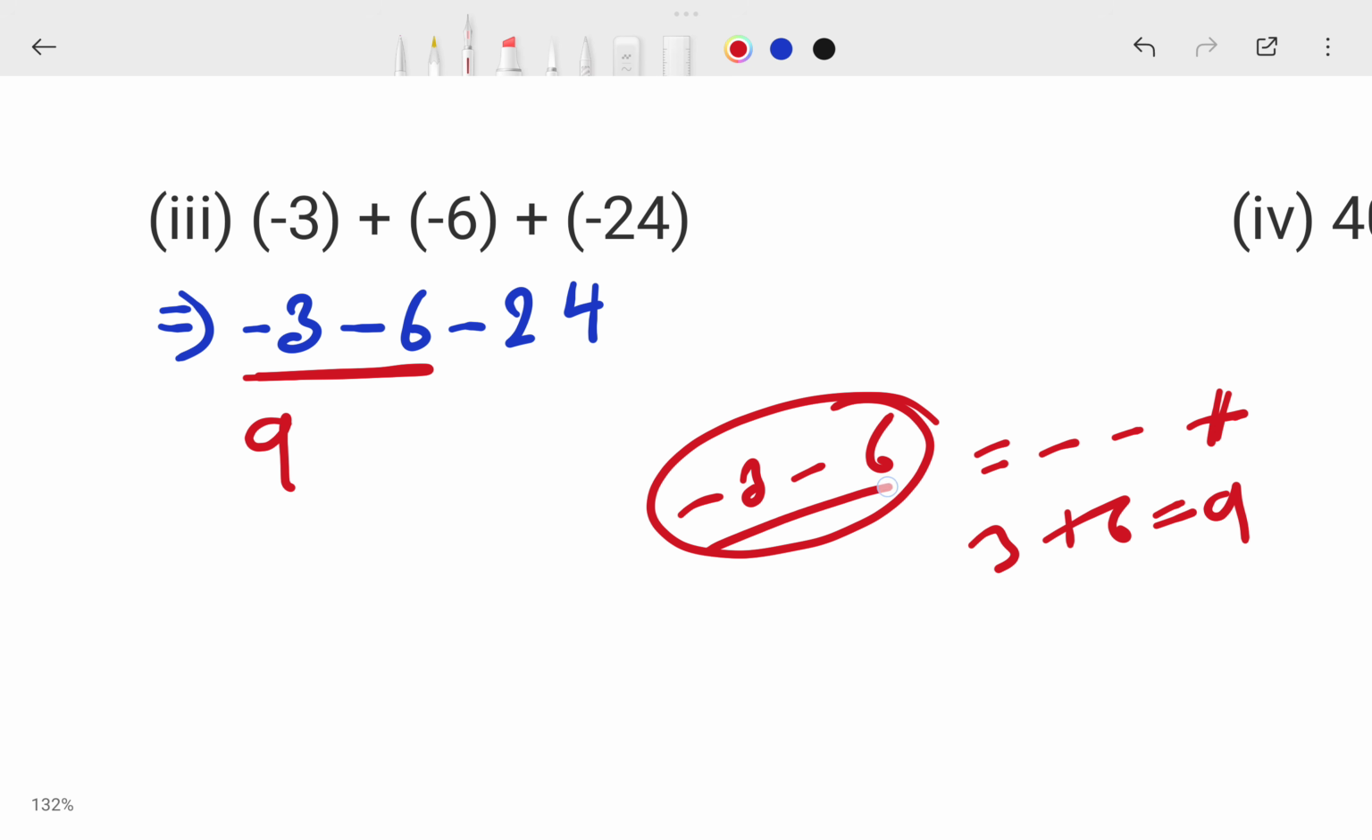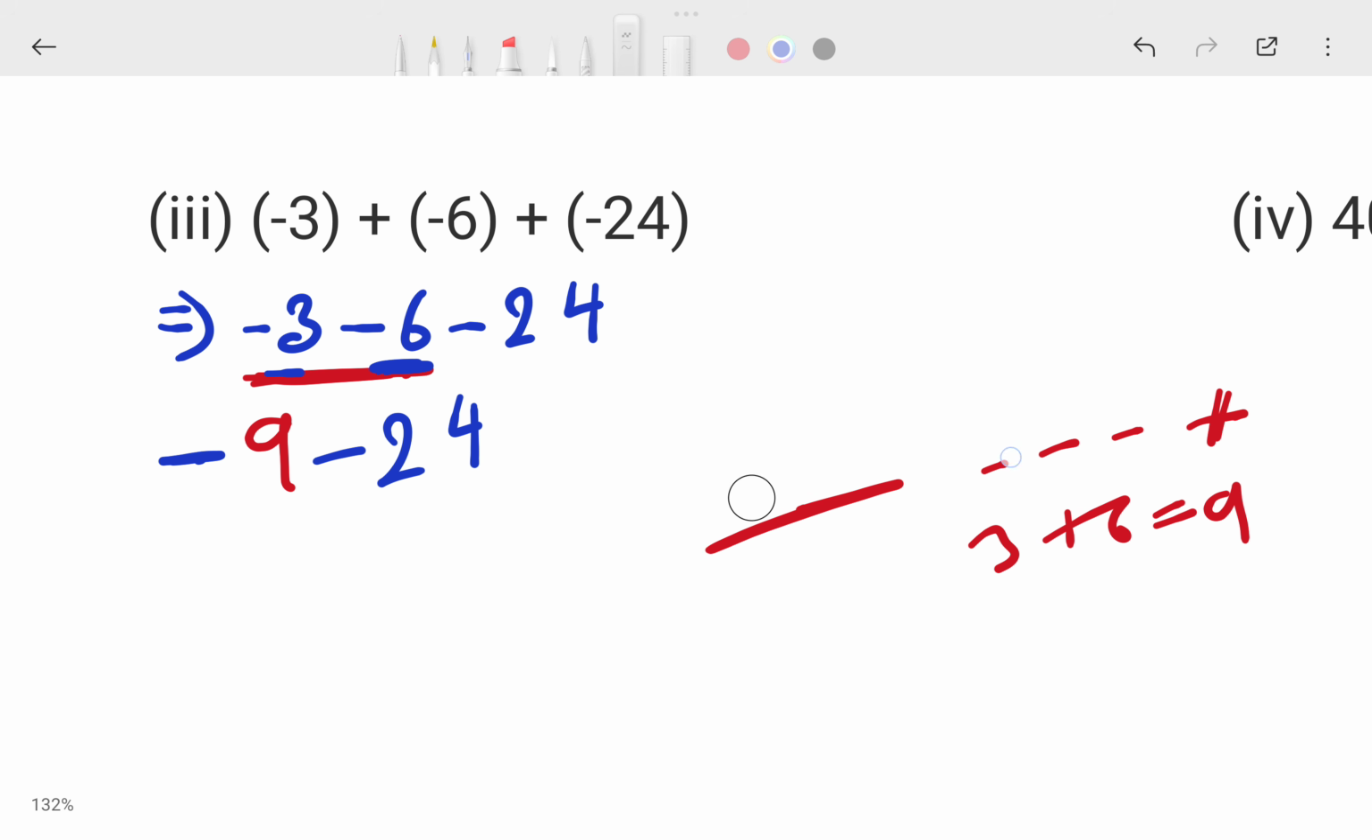But in this one, which is greater? 3 is greater or 6 is greater? 6 is greater. So what symbol does 6 have? 6 has the negative symbol. So we have to put negative 9. Okay, negative symbol. After that one, which is left? This one is left now, right here. So this is going to be minus 24. Okay, right? Is it clear?